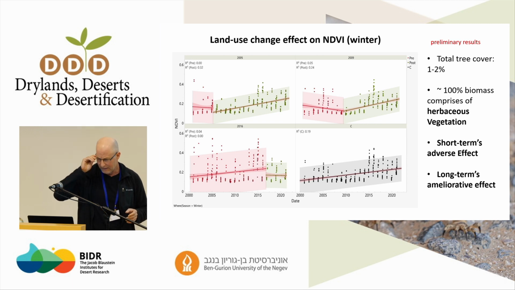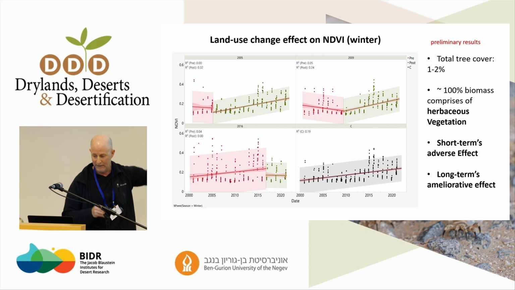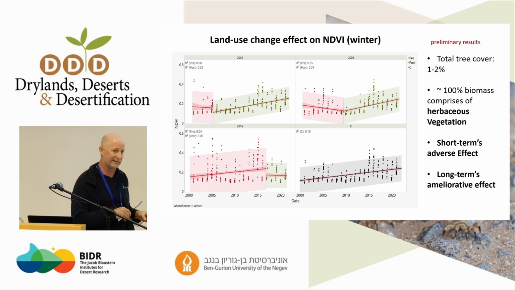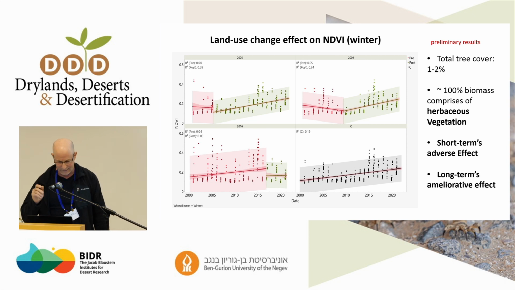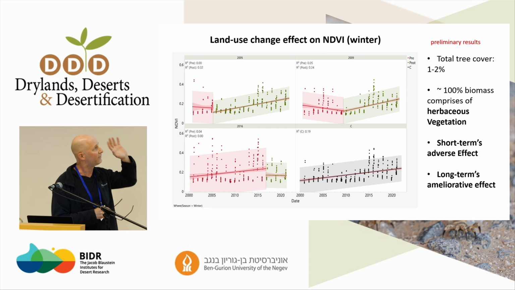What we can see here is that in the relatively old systems, the top ones, which were established in 2005 and 2009, the herbaceous vegetation increases following land use change, while in the relatively recently established system, like this one, which was established in 2016, the herbaceous vegetation decreases following land use change. And this fits well with previous studies of ours in the very same forest, the Ambassador's Forest.